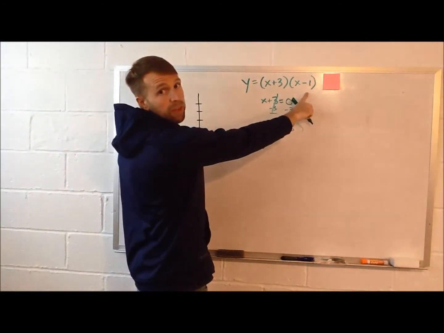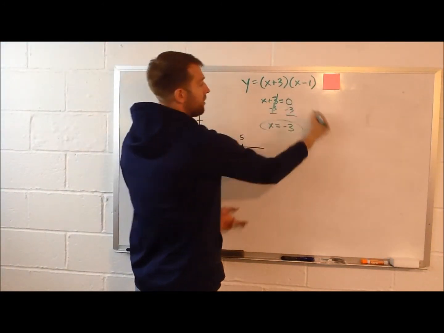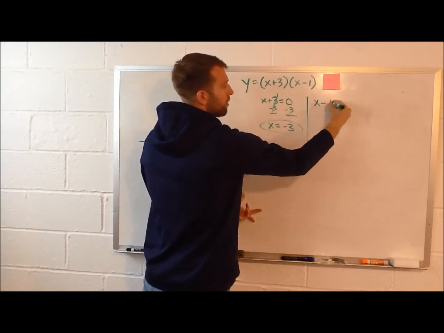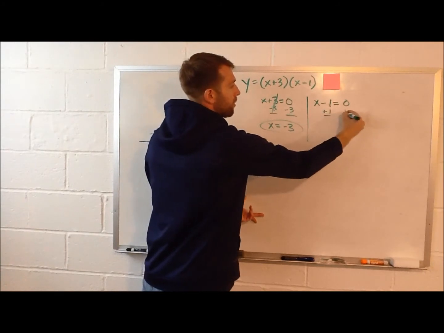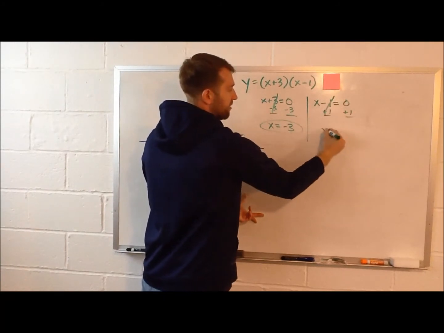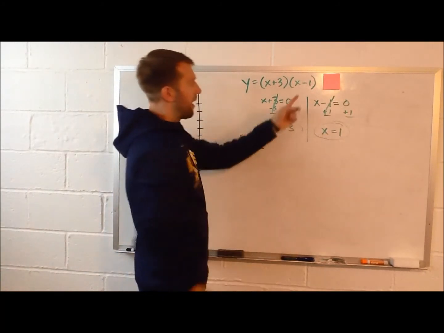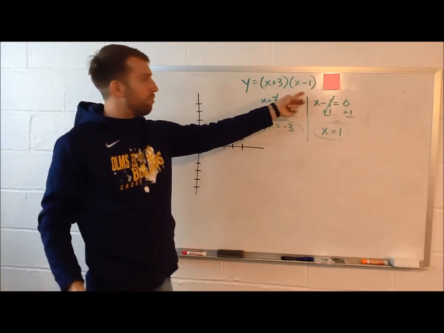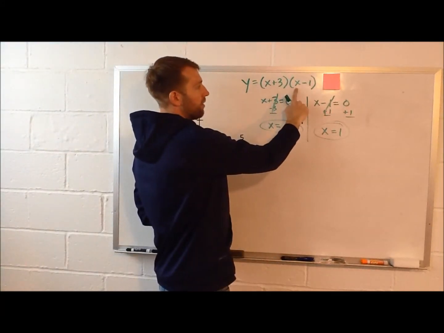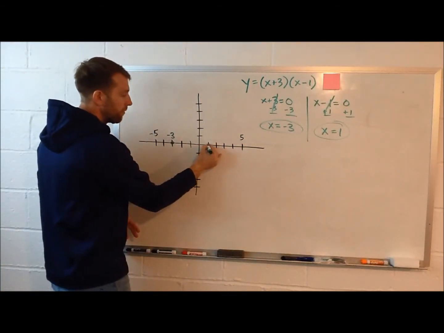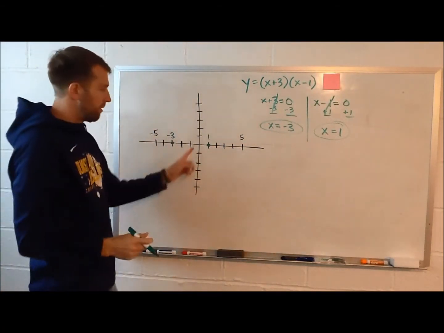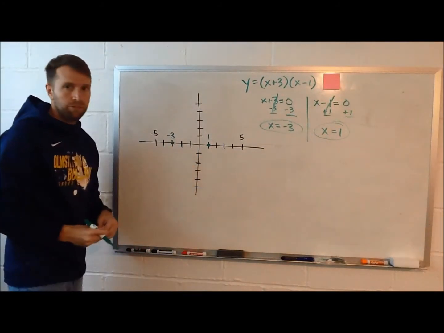Can you already guess what the key point's going to be there? Positive 1? Yeah, here's your proof. Set it equal to 0, zero product property, we know how to do that. Add 1 to both sides, x equals, oh, there's that positive 1. It's like the opposite of the parentheses. Again, if you plug in 1, you're going to get 0, so we're going to go plot the point 1, comma 0. Alright, 1 comma 0, negative 3 comma 0.